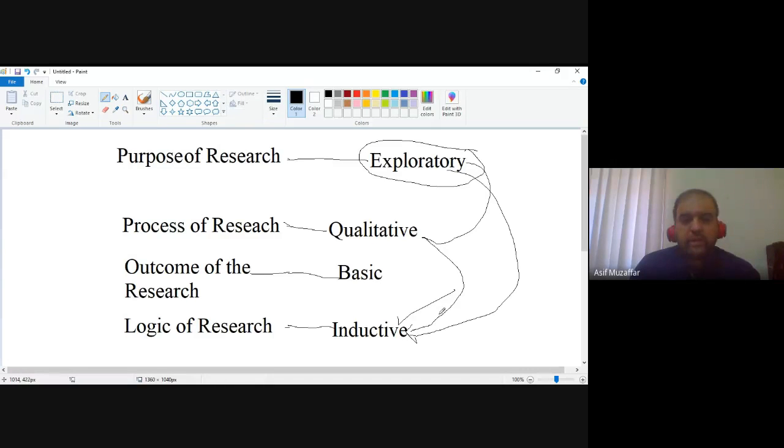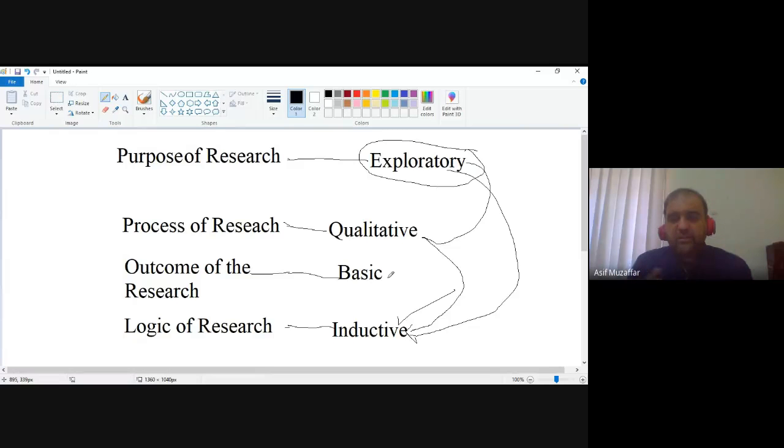It will never be deductive. And I was telling that for exploratory research, 99% of the time, your outcome of the research will be basic. It will not be applied, because in exploratory research, you are developing a theory. So theory development means you are developing new knowledge or new information. Maybe it is not a solution.